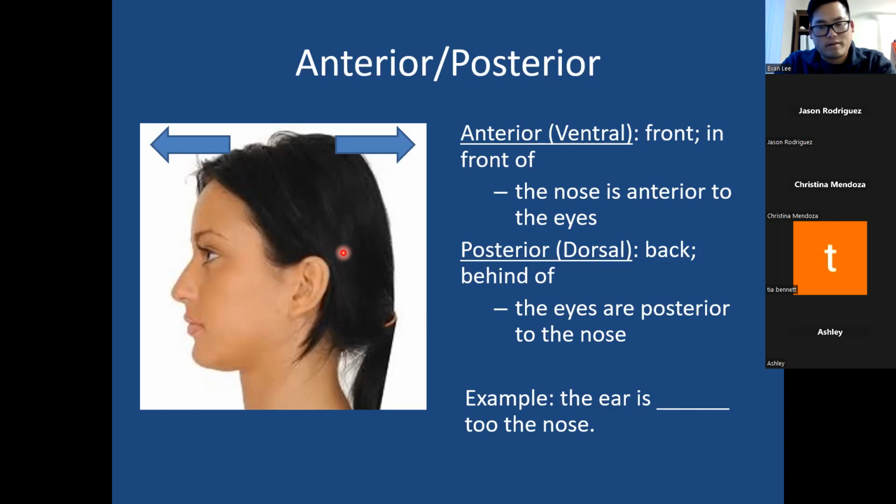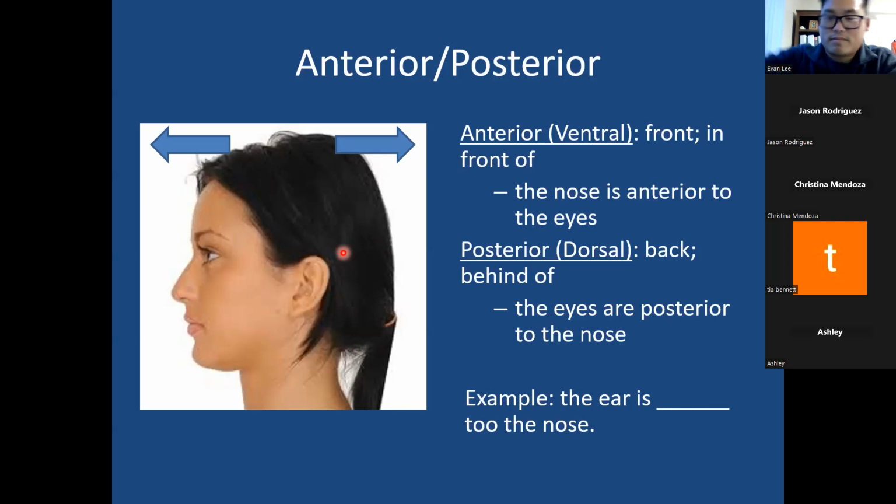But then we also have two more terms that we might see, which are ventral and dorsal. Once again, ventral is a little less known, but dorsal is one you've probably used at some point. Have you ever heard of a dorsal fin? We don't have dorsal fins, but a dorsal fin is a little fin on the back, and that's exactly what dorsal means. It means to the back.